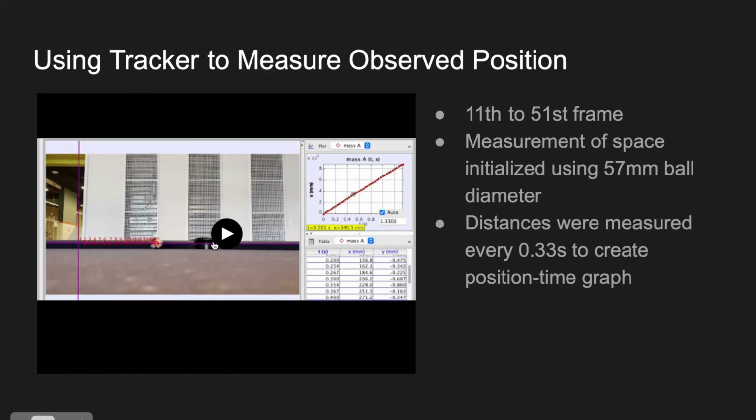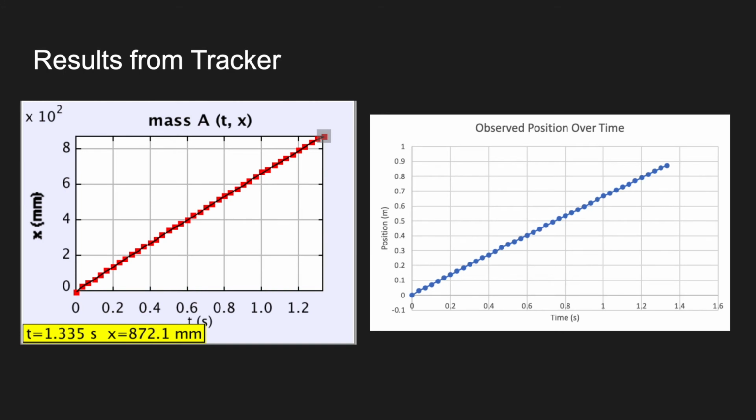The portion of my video that I examined was from the 11th frame to the 51st frame, taking the middle section in order to minimize error that may have come from my initial push on the ball or the eventual stopping of the ball due to the frictional force. I converted the data from the table and tracker to SI units in Excel to prepare for data analysis.